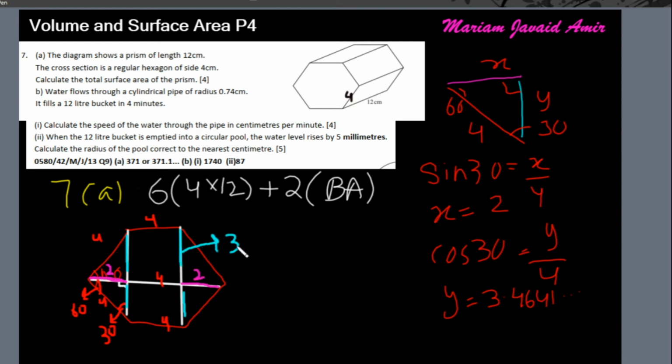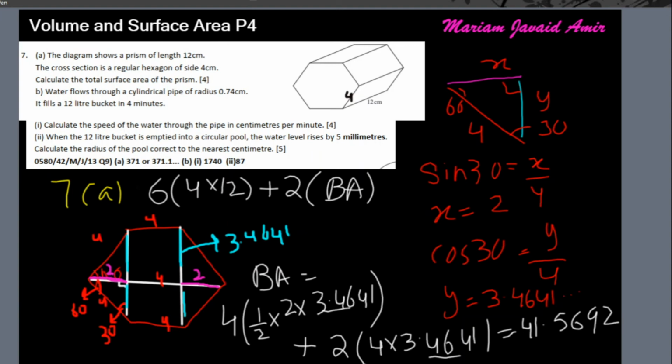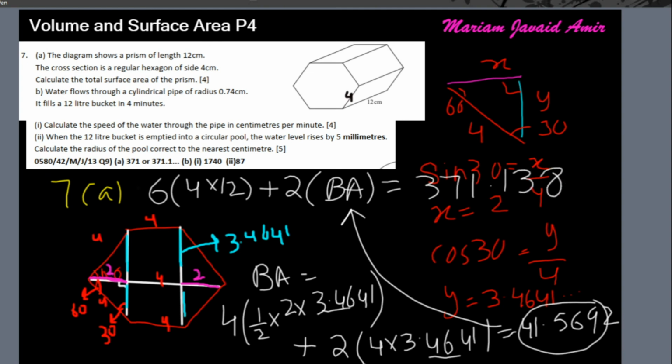So the purple length is 2, so this is 2, this is also 2, and this length is 3.4641. Now to find the base area, I will be using 4 times the area of one triangle, half into base into the blue length 3.4641, plus 2 times the area of the rectangle, which is 4 times 3.4641. Remember, this answer is still flashing in the calculator, so you may just use the answer key here. So the base area comes out to be this. Substitute the value in this formula and we will get 371.138, which rounded off to 3 significant figures becomes 371.